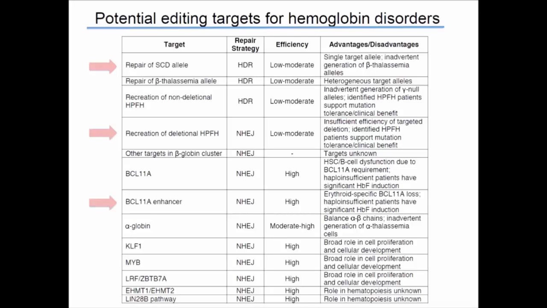Now, in terms of the hemoglobin disorders, there are a number of different approaches that are being considered. One is repairing the sickle cell allele itself by homology-directed repair. Mitch has touched on that. There are many other strategies, but there are really only two, I think, that are currently under active investigation. One is to recreate hereditary persistence of fetal hemoglobin alleles, such as Mitch described, and this is using non-homologous end joining, so one doesn't have to make a perfect repair. And among other targets, there's the enhancer for the BCL11A repressor of fetal hemoglobin, which I'll touch on in just a moment. These are really the only three approaches, I think, that are under active study now using various forms of editing.